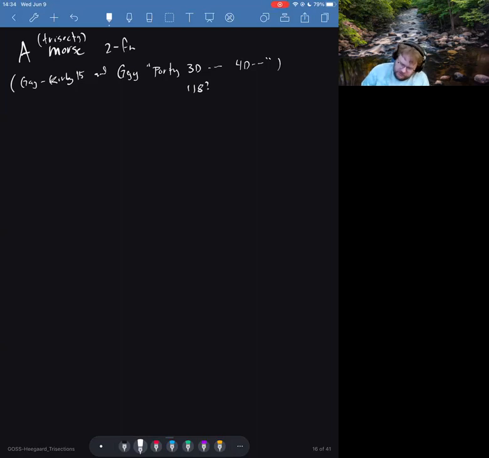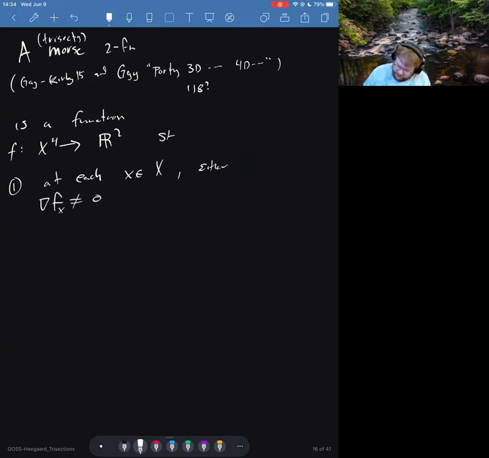So a Morse 2 function is a function from a four manifold to R2 such that at each x in X, I'm going to give this the name f, either grad f at x does not equal 0, or if grad f equals 0, then it has a special form.